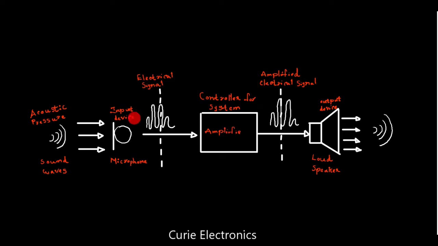So here this microphone is a transducer which converts physical quantity to electrical quantity. That is the electrical signal. That electrical signal goes to this amplifier and amplified electrical signal is applied to loudspeaker. So loudspeaker will produce the sound waves. So this is a simple example of what is a transducer and how it is used.